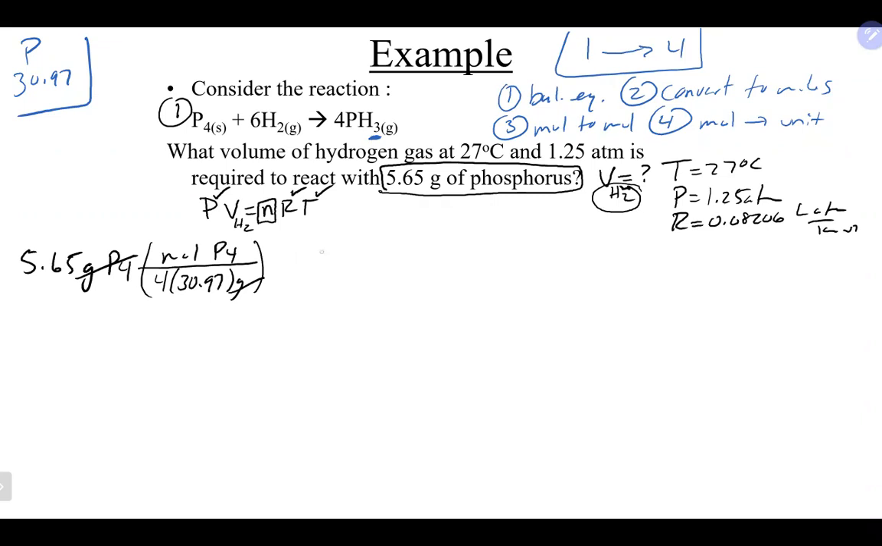You could get a number at this point, or you could continue on and do step number 3 here, which is the mole-to-mole relationship. So we can see from the equation, for every 1 mole of P4, I get 6 moles of H2. So 6 moles of H2 per 1 mole of P4. The moles of P4 will cancel, and that will get me 5.65 times 6 divided by 4 times 30.97, which is 0.274.